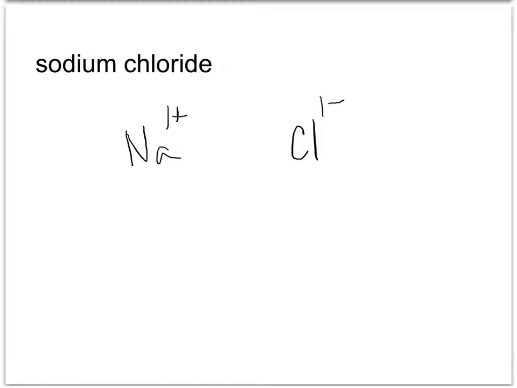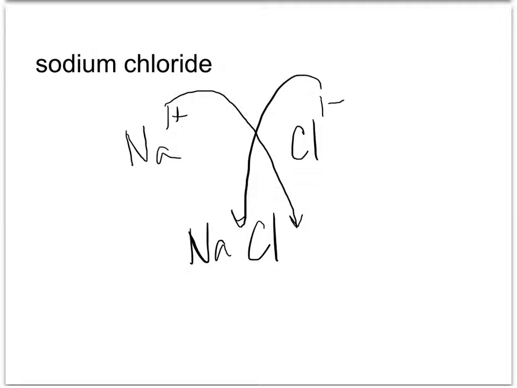So when writing the formula for sodium chloride, I simply put the cation first, then the anion. This 1 comes down here. This 1 goes over here. And because they're both 1, it's understood. And so sodium chloride is NaCl.